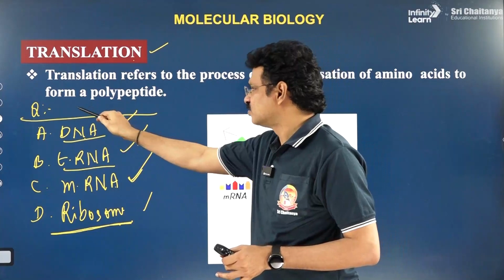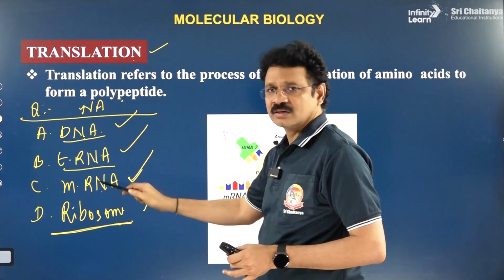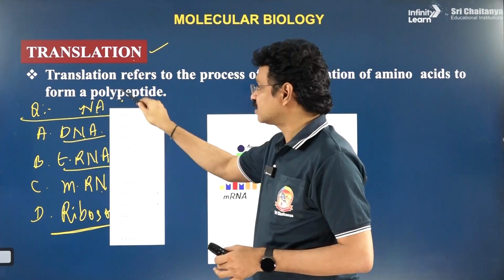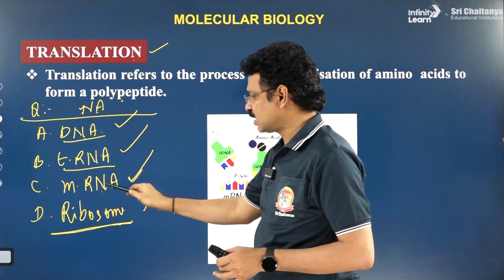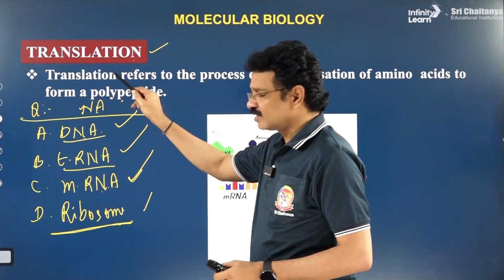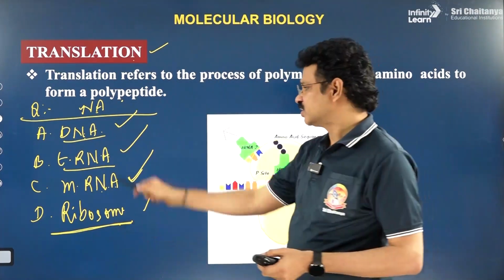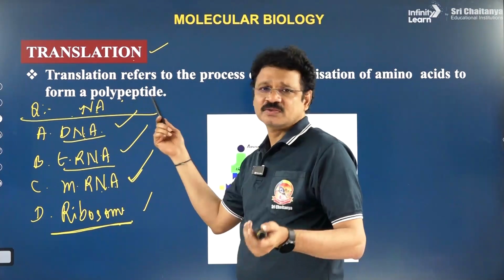Suppose the question asks which is involved in protein synthesis, all are. The nucleic acid which is directly involved in protein synthesis: tRNA, mRNA only. The nucleic acid which is indirectly involved in the protein synthesis program: DNA only. By using these 4 options, we can make different types of questions.